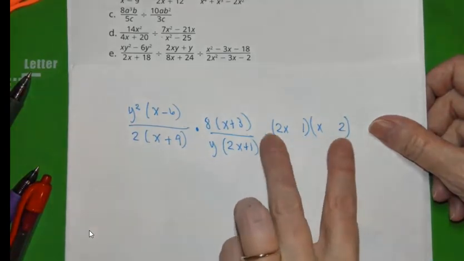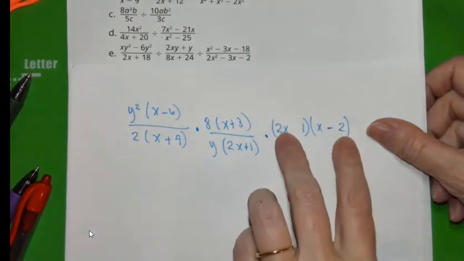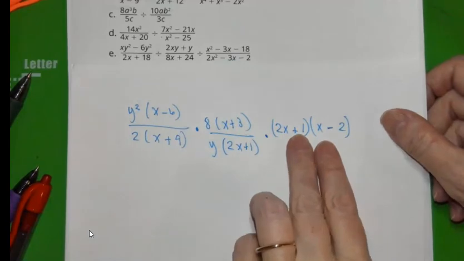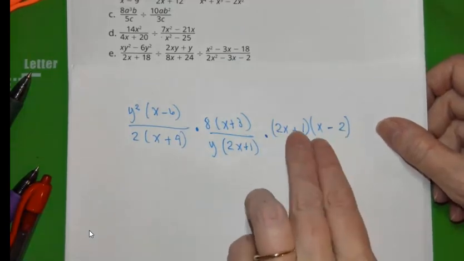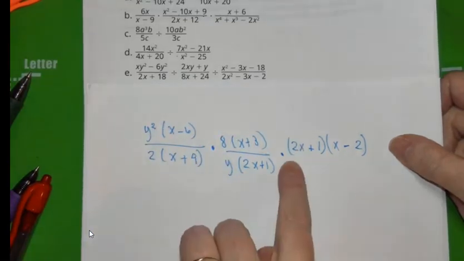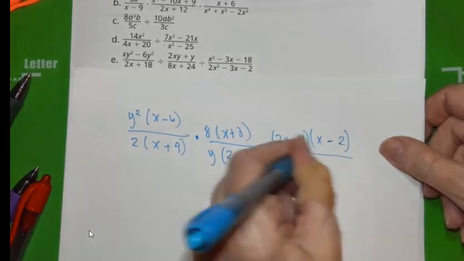Since I have a negative 3x, I need my negative to go on my 2. That'll give me the negative 4x. And my positive to go on my 1. So that'll give me a positive 1x. So negative 4x, positive 1x equals negative 3x. So these are my 2 factors for this denominator, which is now my numerator.